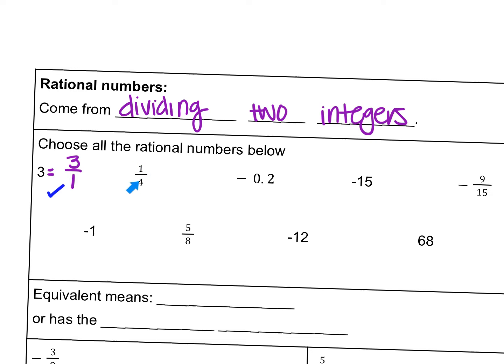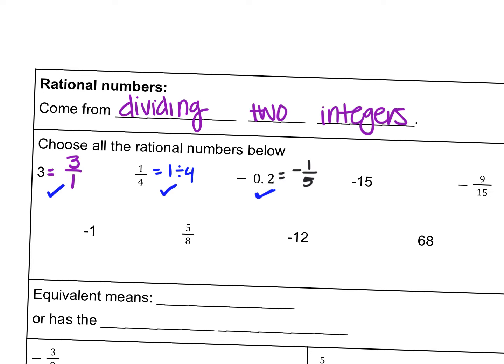So here I have 1/4, which remember that fractions are just division problems. 1 divided by 4, I divided two integers, so 1/4 is a rational number. Okay. Negative 0.2 comes from negative 1/5. I did negative 1, an integer, divided by 5, an integer. So negative 0.2 is indeed a rational number.